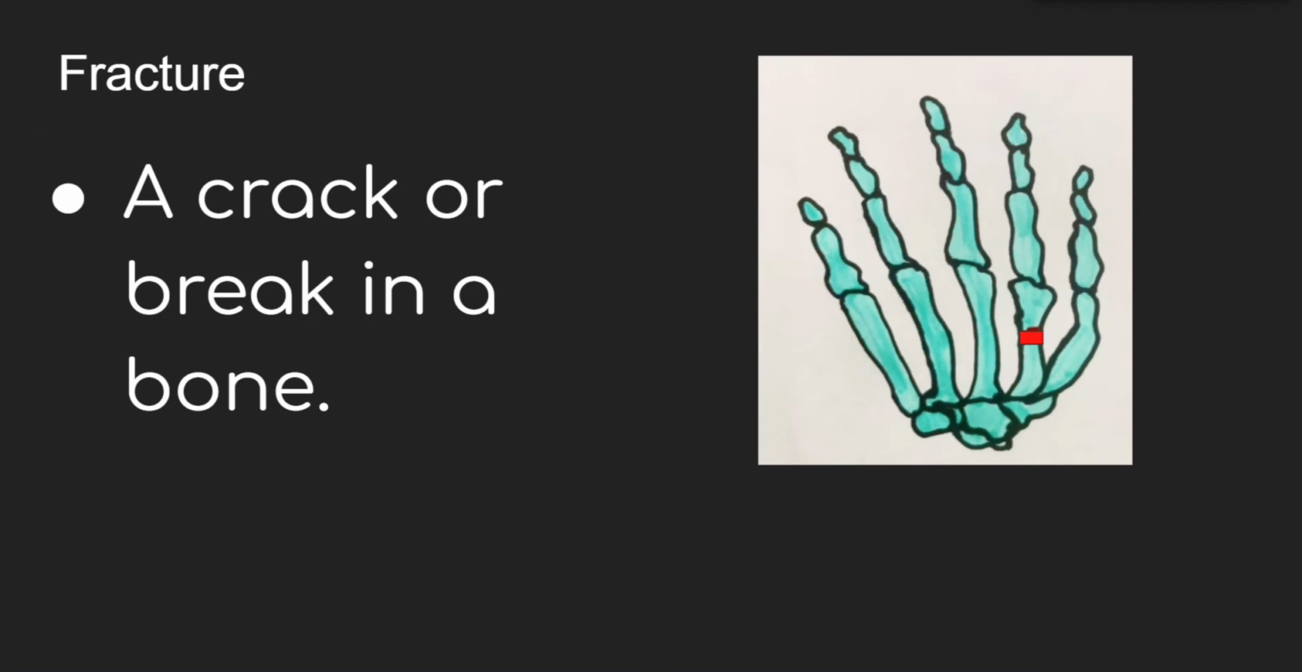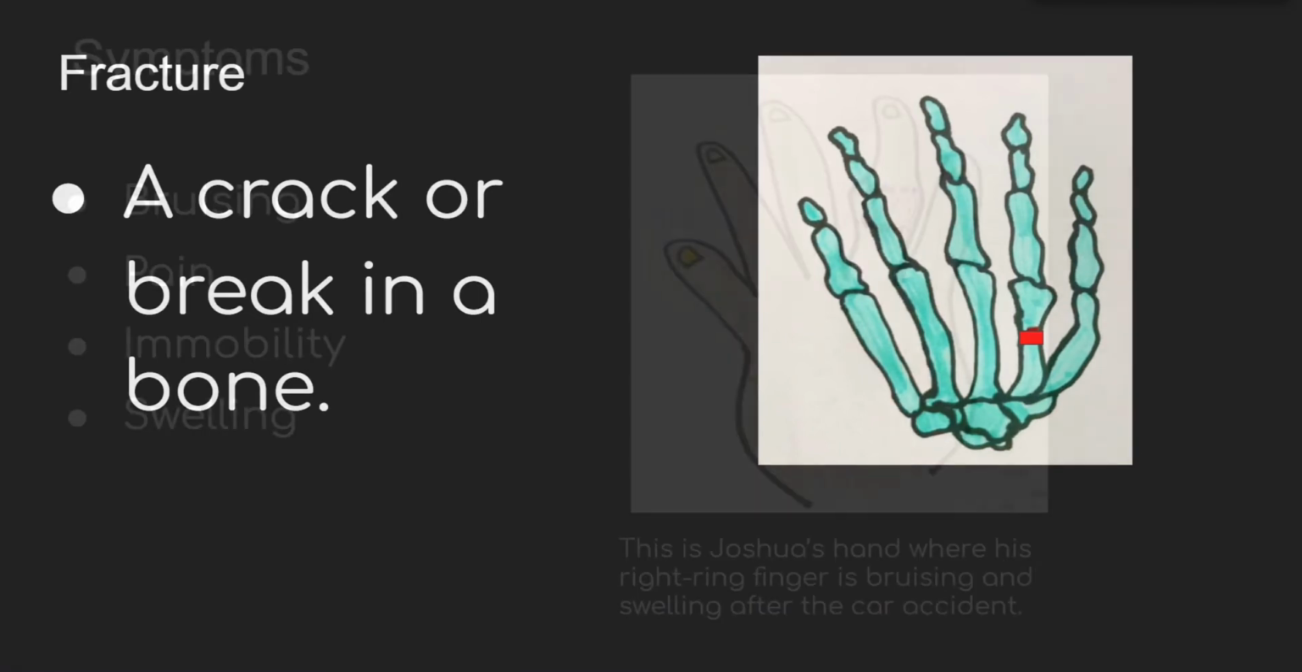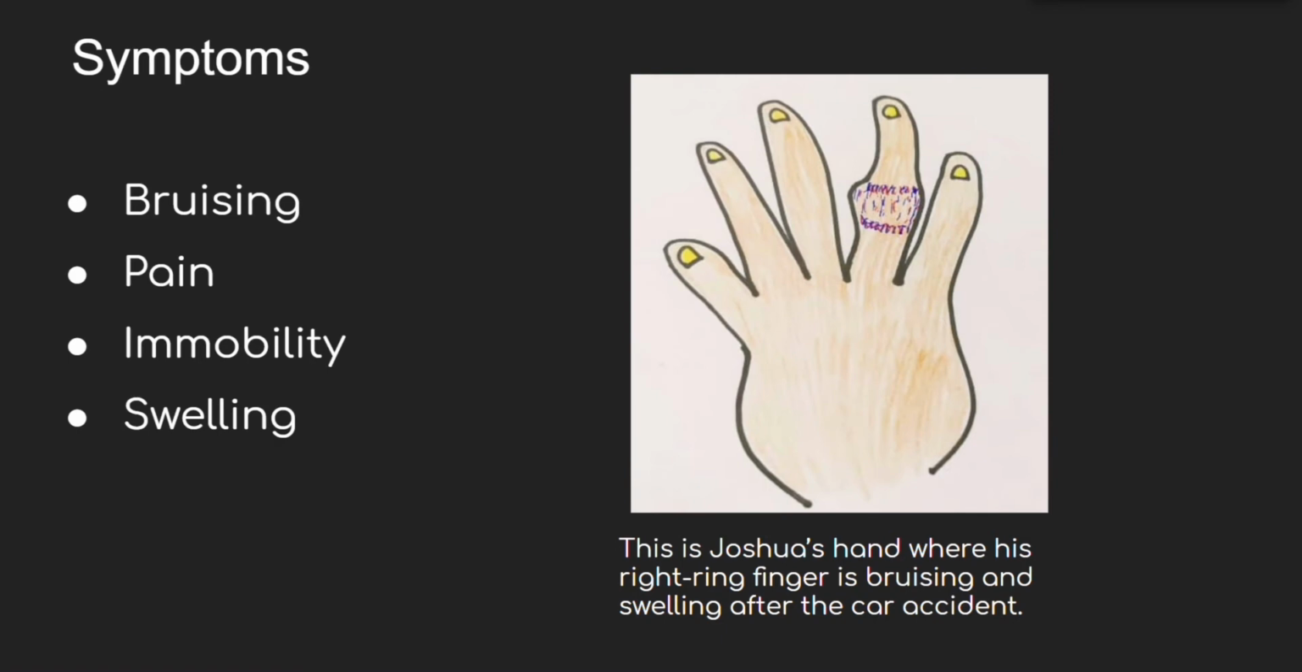Bones are a strong and sturdy tissue, but in the case of a fall or an accident, they can break, and a breakage in a bone is called a fracture, like was in the case of our guy Joshua. Signs and symptoms of fracture include bruising, pain, immobility, and swelling.